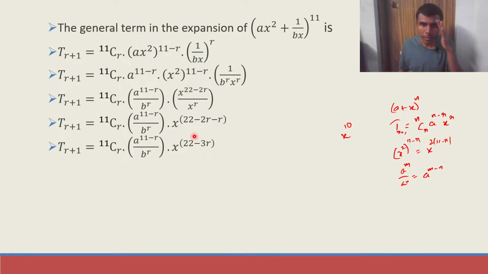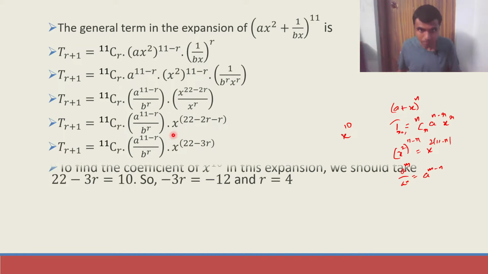Listen carefully guys, there is a logic here. I need to make this x power, see my general term, it is x power 22 minus 3r. I need x power 10. That means I need to equate this power to 10. Because I need the coefficient of x power 10, I need a term which contains x power 10. To get a term that contains x power 10, I need to equate this power. That means x power 22 minus 3r should be equal to x power 10. That means 22 minus 3r should be equal to 10.